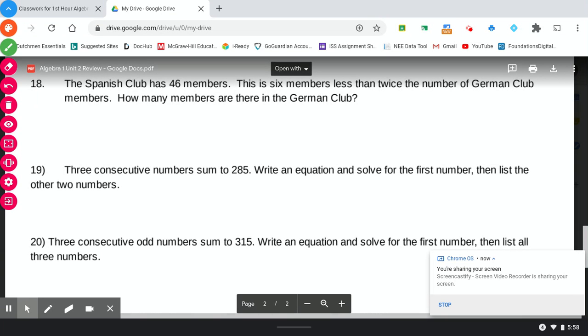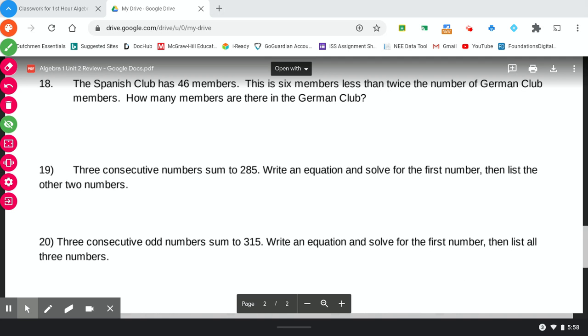All right, let's tackle these word problems. So this says that the Spanish club has 46 members, and that this is 6 members less than, so we're going to take 6 members away from something, right? Less than twice the number of the German club. So twice G, German club. So we're taking 6 less than twice the German club, and that equals 46 members.